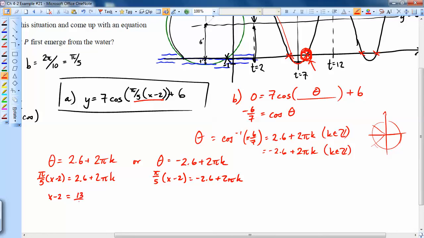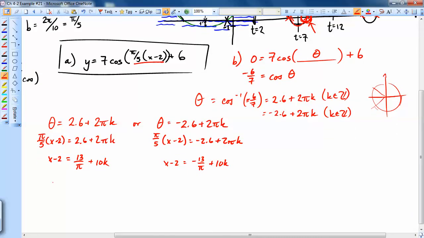13 over pi plus, and then I've got to multiply this one also by 5 over pi. So that comes out to 10k. And then this will turn into something similar. It'll just be negative 13 over pi plus 10k. Then I've got to add 2 to both of them. So this is going to be x equals negative 13 over pi plus 2, or, sorry, 13 over pi plus 2 plus 10k. And this one will turn into negative 13 over pi plus 2 plus 10k.